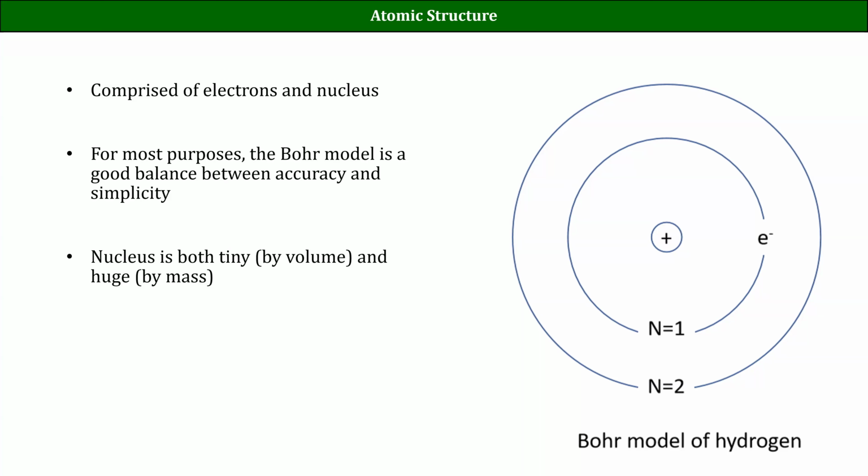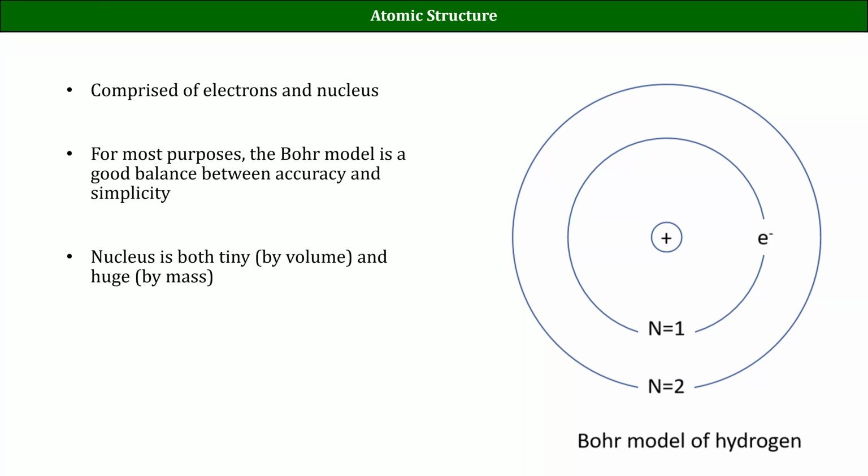0.0007 the amount of the weight of the proton. But the electrons take up all the space. So we say the nucleus is tiny by volume and huge by mass, and the electrons are flipped. Electrons are tiny by mass but huge by volume.